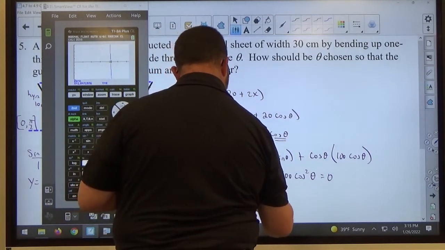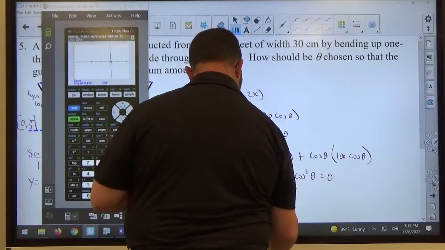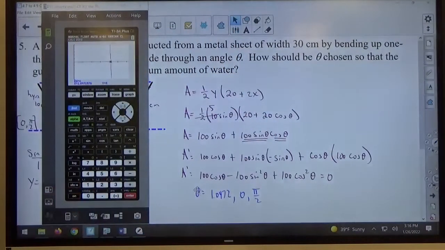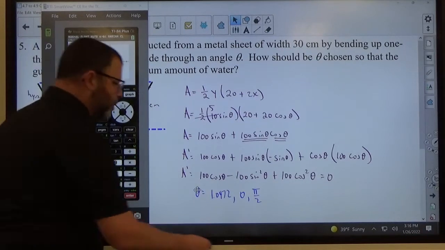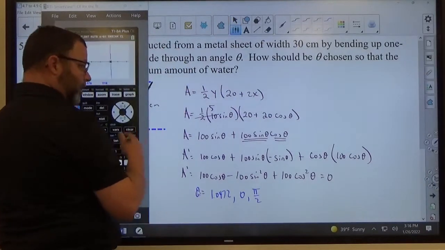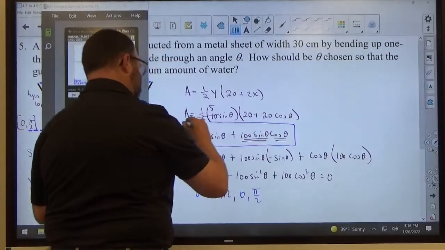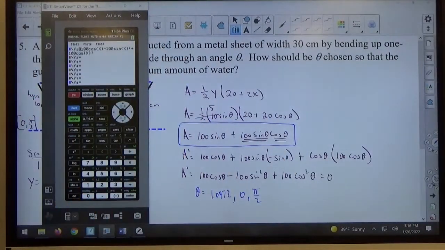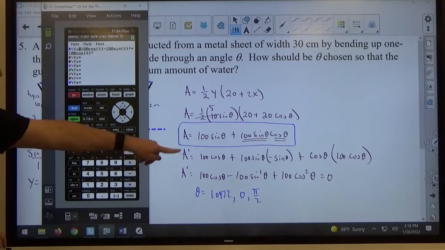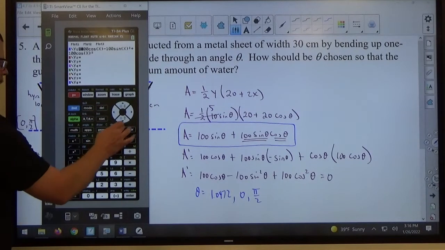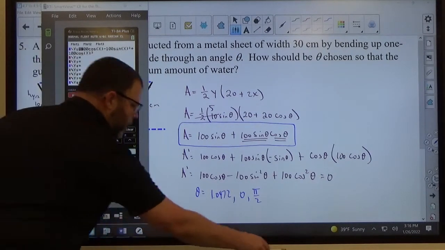And our endpoints of 0 and pi over 2 also count as critical numbers, because we do have endpoints in this one. And we're trying to find out the maximum area. So once I get my critical numbers and I've got a closed interval scenario, I go back to my area formula, which is right here. That's not what's typed in my calculator right now. I want to enter those three numbers into my area formula. So I'm done using that, so I'm going to clear that out.